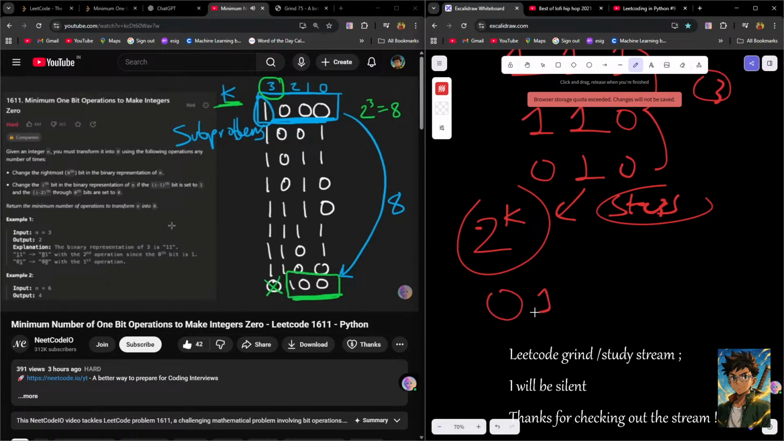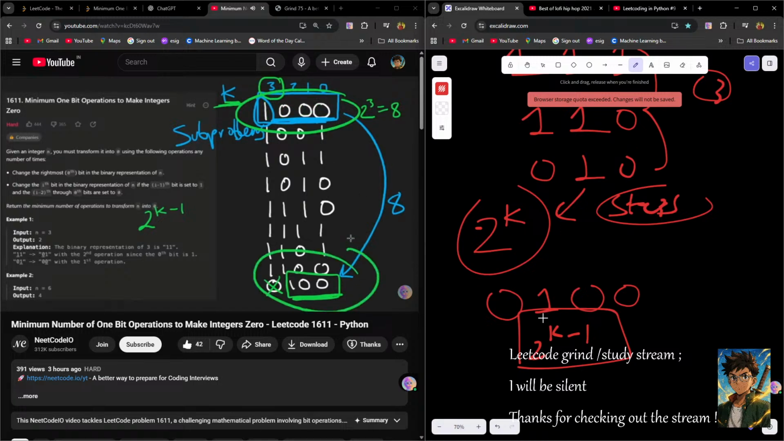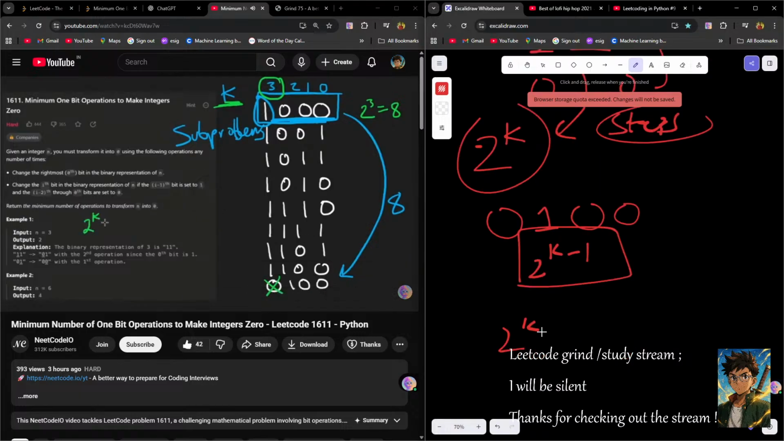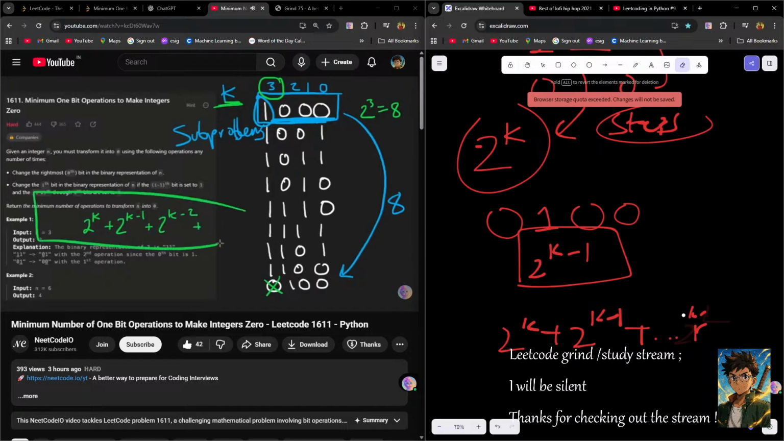It looks to me like 2 to the power of k minus 1, because we just took this number, 1 with 3 zeros, and turned it into a 1 with 2 zeros down here. So now we have to do that as well. The total number of steps it takes to reduce this to a 0 is going to be 2 to the power of k plus 2 to the power of k minus 1 plus 2 to the power of k minus 2 plus etc., right? It's going to go like that.